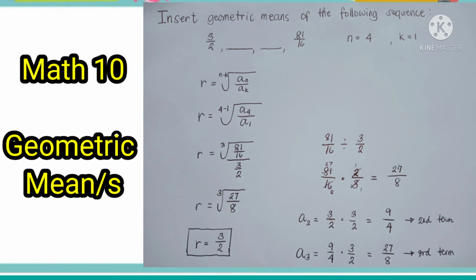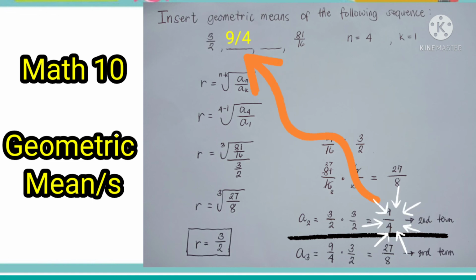And we will use this common ratio, or the value of r, to multiply the first term to obtain the second term, which is our missing term. So a sub 2, or the second term, that is 3 over 2 times 3 over 2. So 3 times 3 equals 9, 2 times 2 equals 4. So therefore, the second term is 9 over 4.